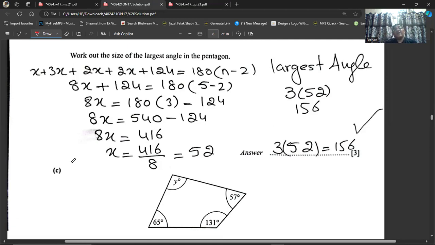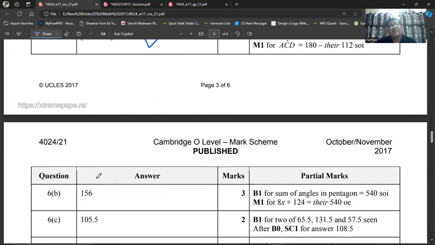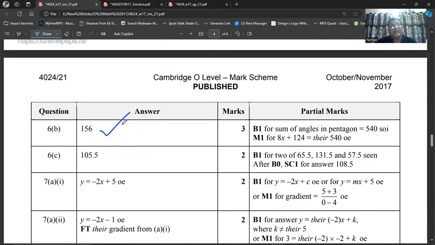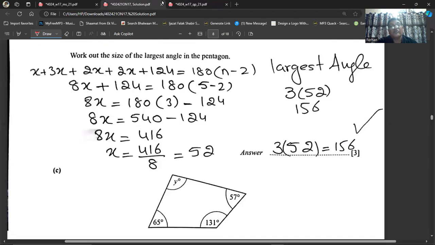So you will have 8x is equal to 180 into 3 minus 124. So 8x will be equal to 540 minus 124. So 8x will be equal to 416. So x will be equal to 416 divided by 8. So it will be 52. The largest angle is 3x, so it will be 3 into 52 and that will be 156. So 156 is the angle. Okay, so that is the right answer, sir. This is how you do it.